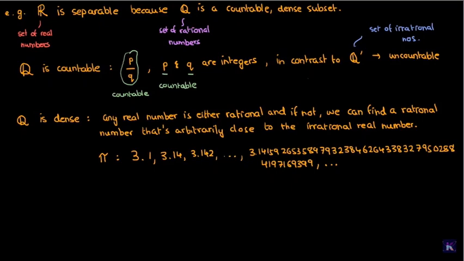Now, because the set of rational numbers is a subset of the set of real numbers, and because it's countable and dense, we say that the set of real numbers is separable. Because the set of real numbers is separable, we can consider the set of real numbers to be a Hilbert space, because in addition to being separable, it's also a vector space, and it also has that inner product operation that you probably know as the dot product.